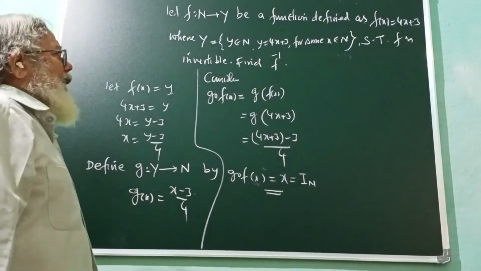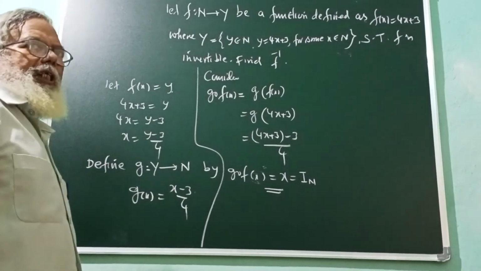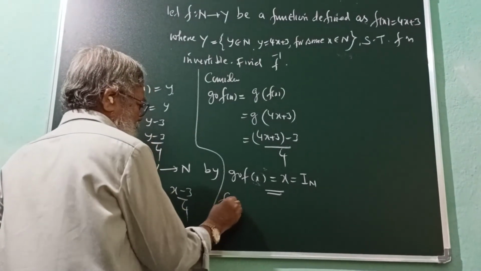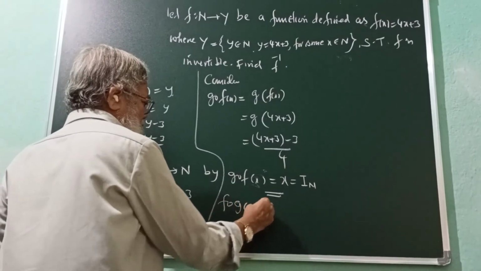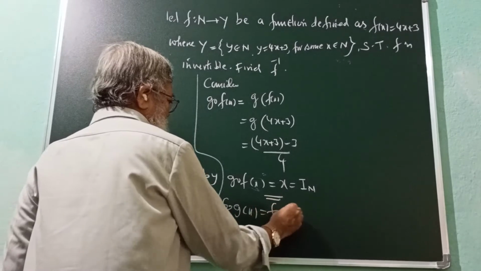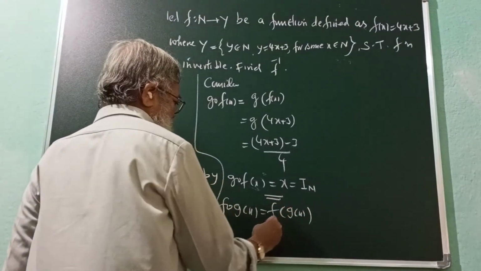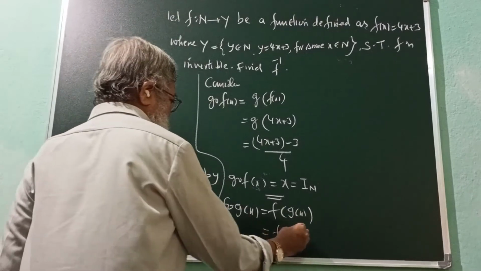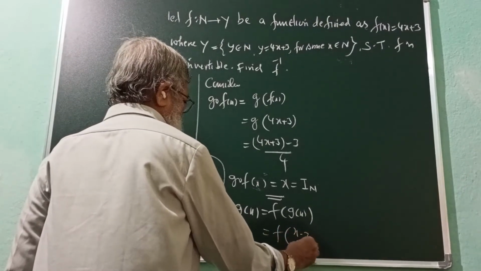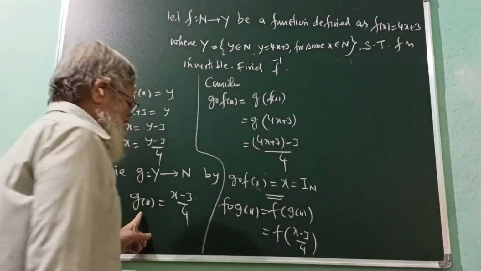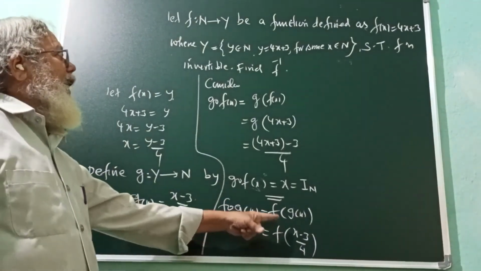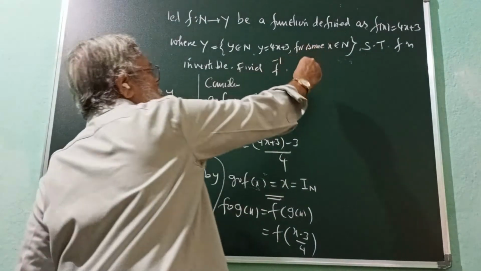Now we have to prove that f composition g. f composition g of x is nothing but f of g of x. That is f of g of x, given by x minus 3 by 4. Substitute the value of g of x here. Now apply f on that. f is given by 4x plus 3.